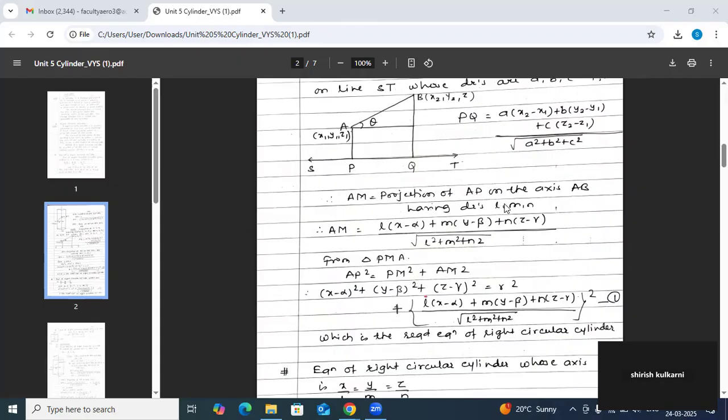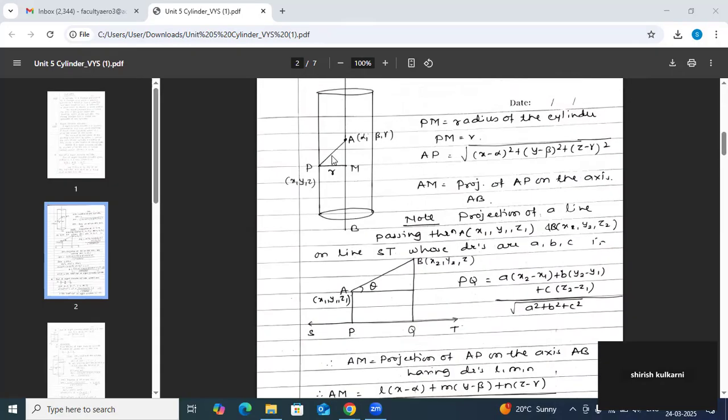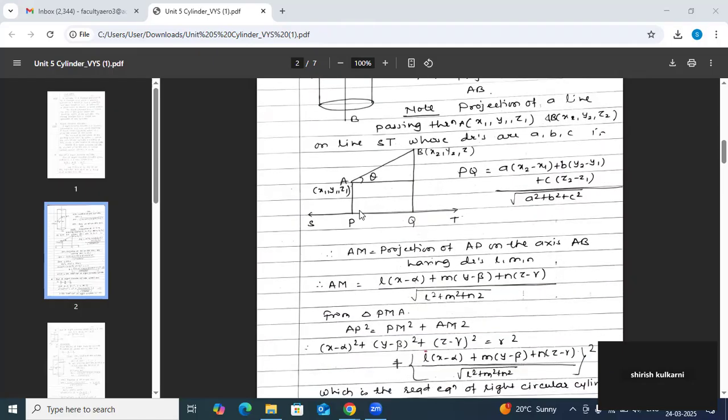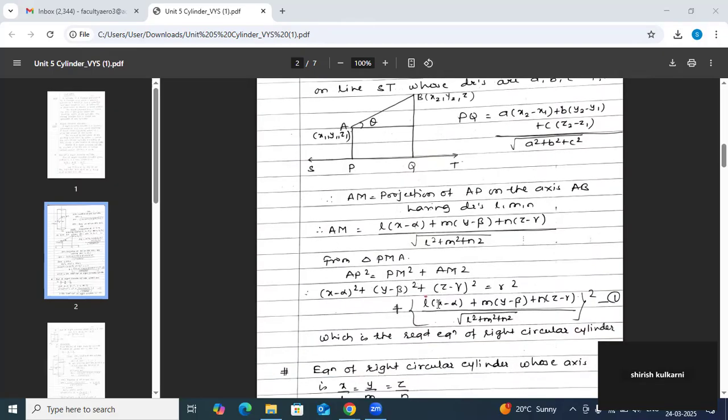The DRs are l, m, n. AM is equal to, you take the difference between these two points, x minus alpha, y minus beta, and z minus gamma, and multiply by the DRs l, m, n. So AM is l into (x minus alpha) plus m into (y minus beta) plus n into (z minus gamma), upon the square root of l square plus m square plus n square.